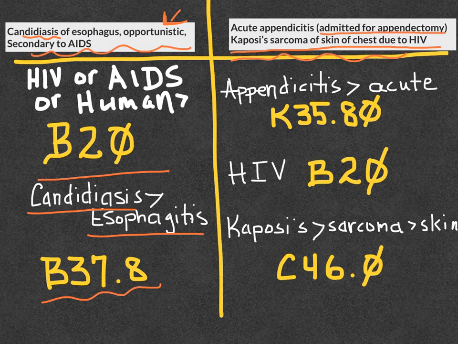So here, the appendicitis has nothing to do with an HIV diagnosis, and that's what the admission is for, is to address the appendicitis through an appendectomy. That's going to be sequenced first, followed by the HIV and the Kaposi's sarcoma of the skin.